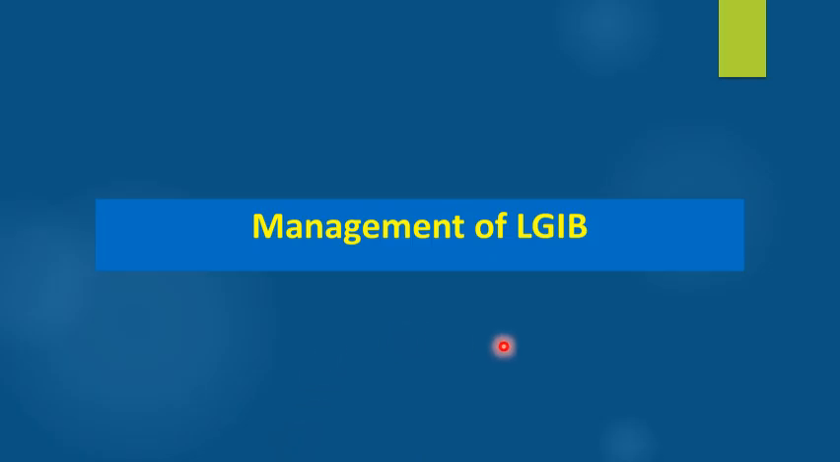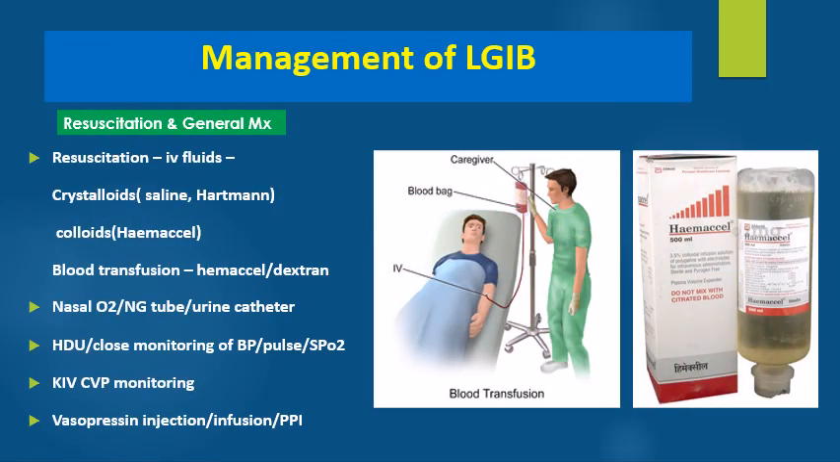Okay, next we come to the management of lower gastrointestinal bleeding. First, the first treatment is resuscitation and general management of the patient. You must understand the patient is bleeding and he needs to be stabilized. You have to assess the severity of the bleeding and resuscitate the patient.